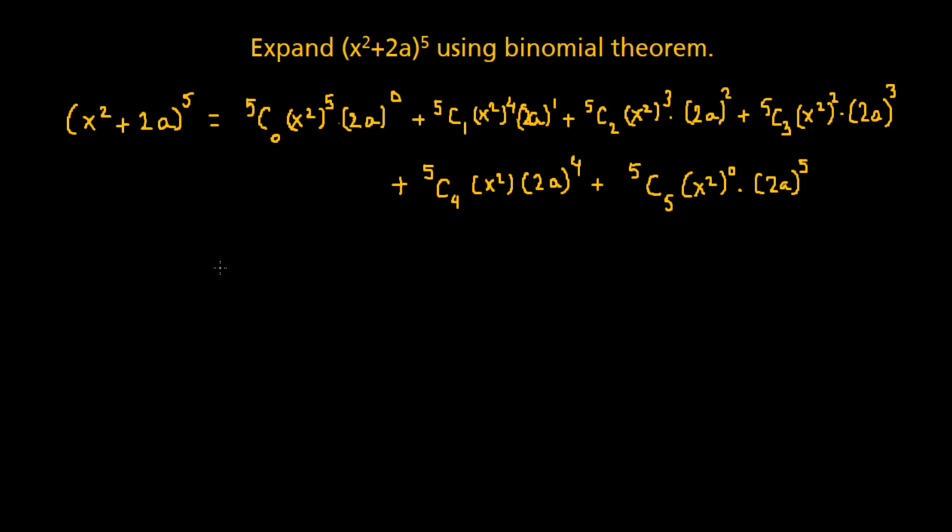Okay, now we need to determine the coefficients and simplify the expression. So 5c0, you can plug this value into your calculator, or you can always use the formula for nCr, and that would give you 1. So the first value is 1, x squared raised to the power of 5, so this will be simply 2 times 5, which is 10, times twice of a raised to the power of 0. It's always 1. So we have the first term.